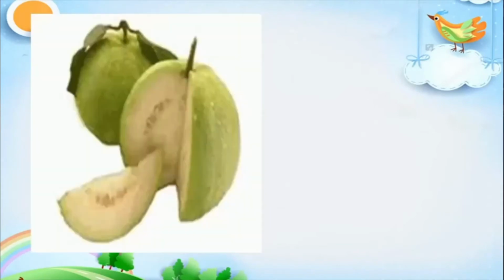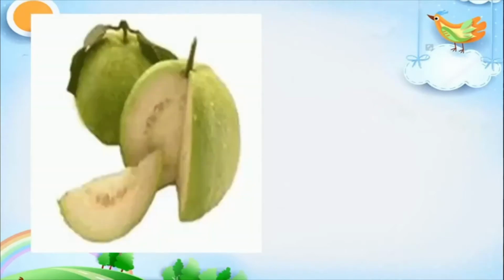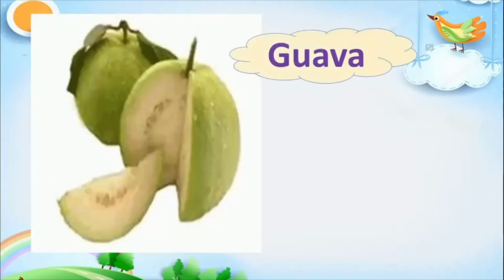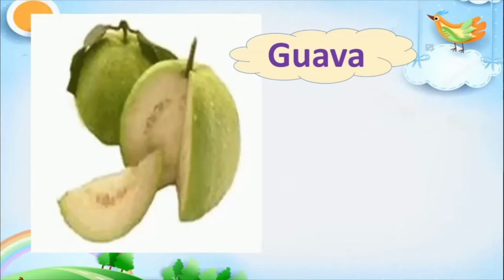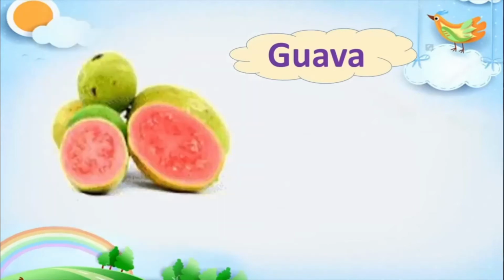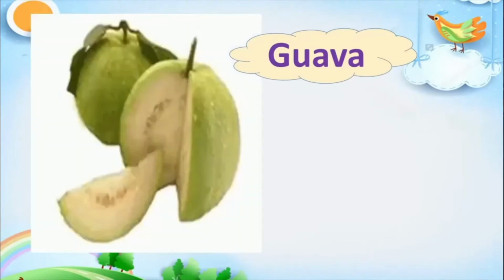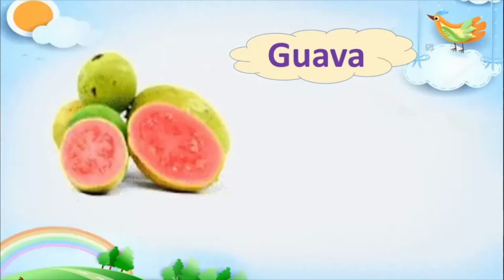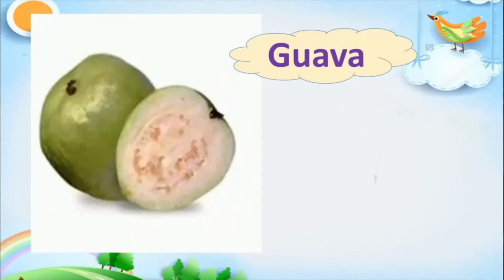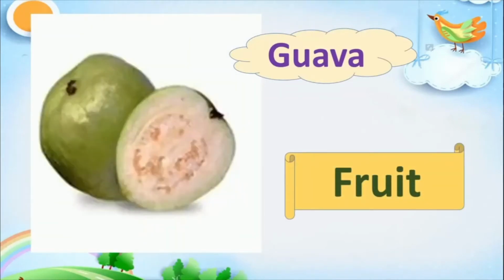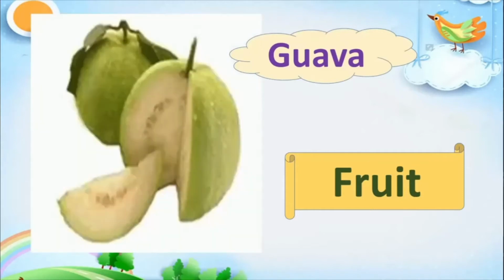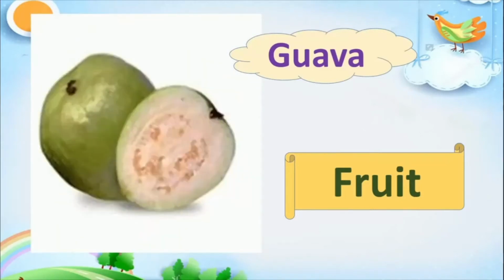So which is this fruit, children? Some of them are green with white color inside. Some of them are green with pink color inside. This is a guava. Okay, we call it peru, or we call it amrud. In English, you say guava. G-U-A-V-A. Okay, so this is a fruit. What is the guava? It is a fruit. Okay, so this is one more word that we have read now, a guava.